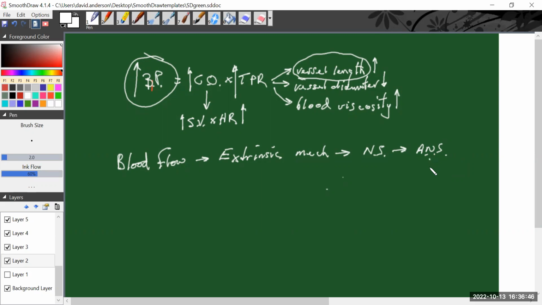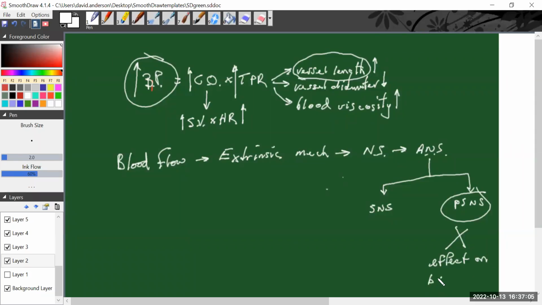Right? And in particular, the parasympathetic division has no effect on blood vessels. There's no receptors for ACh on blood vessels. So that leaves us with the sympathetic division.